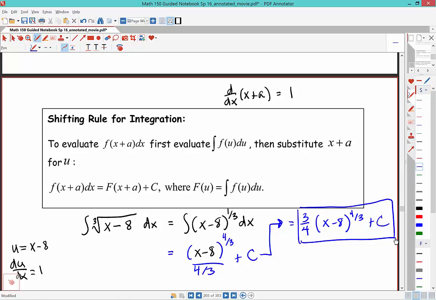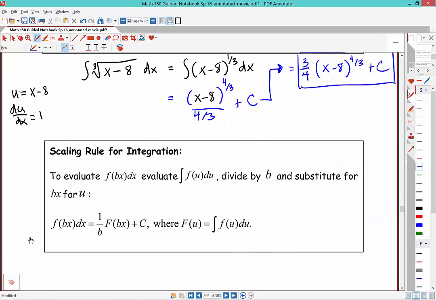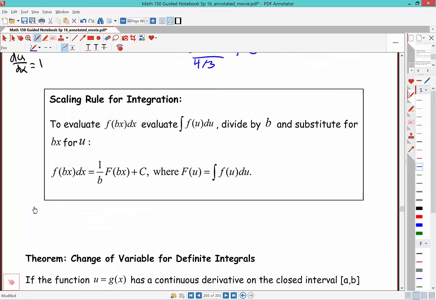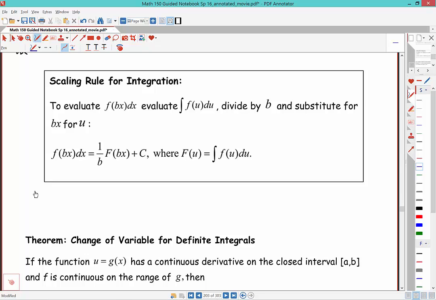Okay. All right, so now there's also a scaling rule for integration. So if you have f at bx dx, then basically you end up always getting this. And an example of that: let's do one of the trig ones. So let's say we had the integral of secant squared at 5x with respect to x, right?